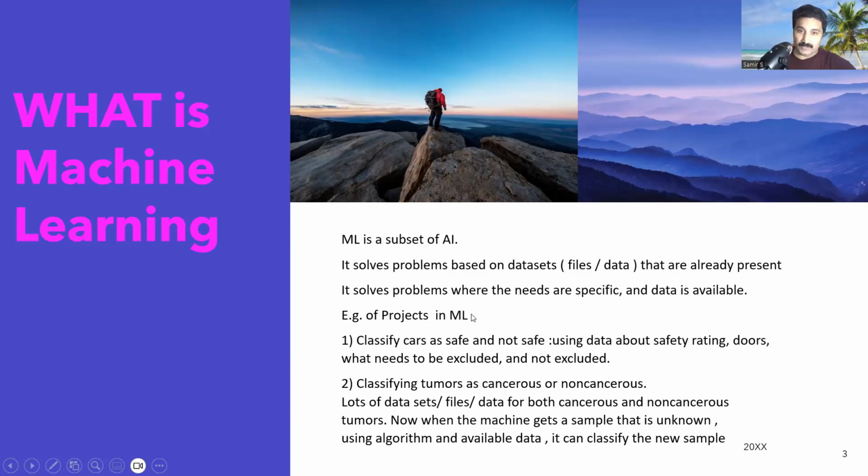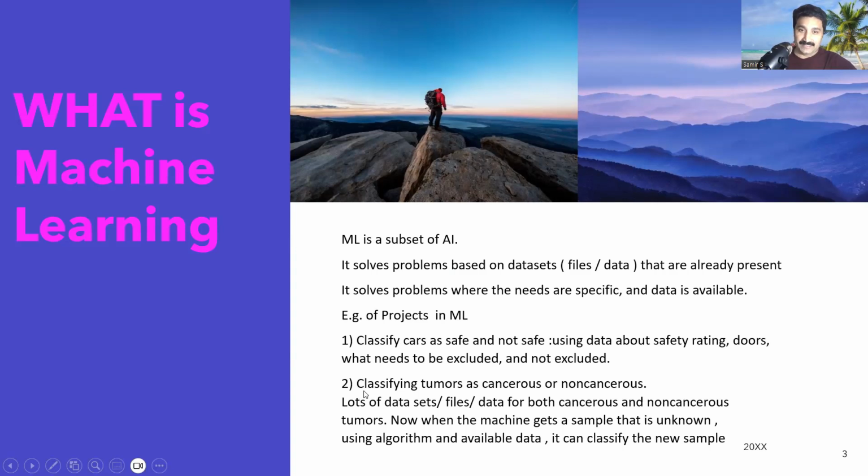Let's discuss examples of ML projects. The first one I have here is to classify cars as safe and not safe using the data about safety ratings, doors, and what needs to be excluded and not excluded. So we have data about cars. Now, when we get a new car, like a 2018 Toyota or whatever it is, we want to check if it is safe or not safe. Existing data sets are available, and there is also an algorithm. Using these two, the machine is able to find out for us if the car that we got is safe or not. It uses the existing algorithms as well as the existing data to predict this for us.